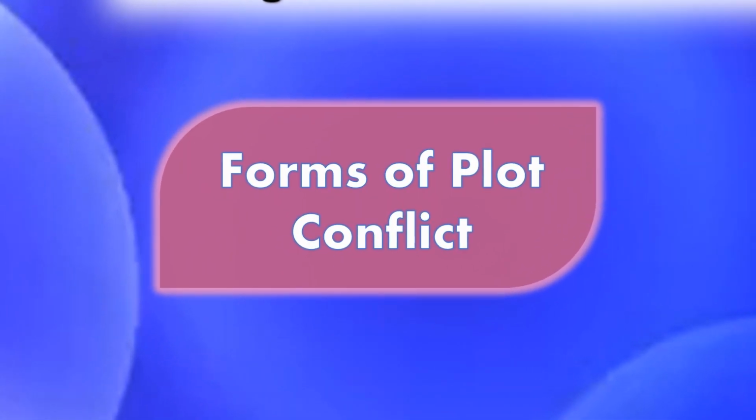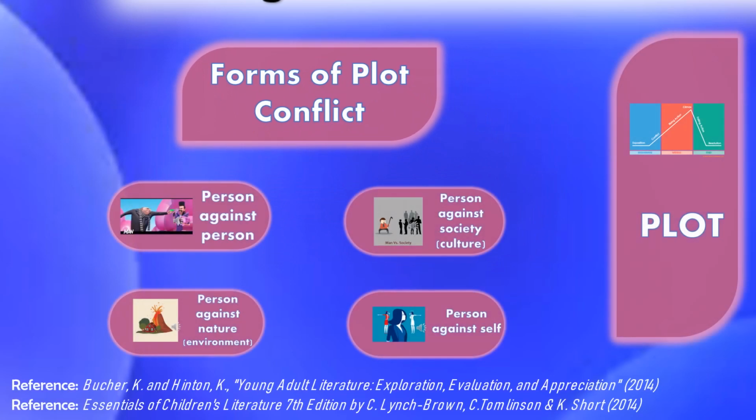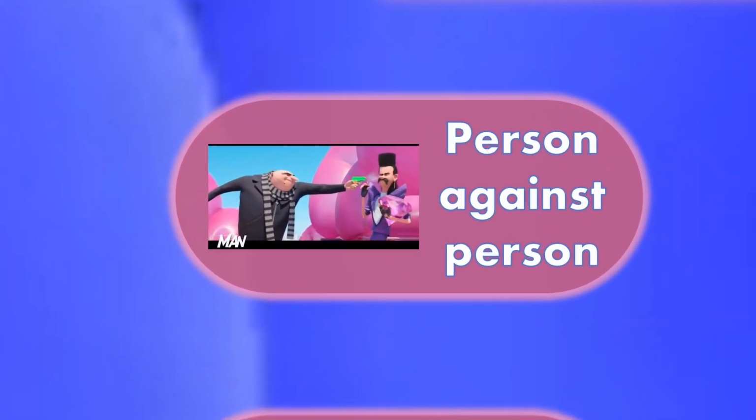Forms of plot conflict. Person against person. Conflict arises between the main character, protagonist, and one or more opposing characters, as in the struggle between Harry Potter and Voldemort or Draco Malfoy in Harry Potter and the Sorcerer's Stone.